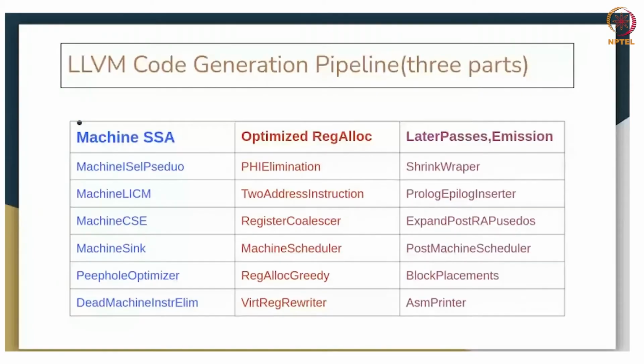Then register allocation, where there is the PHI eliminator. We are moving away from SSA, so you have to eliminate PHI. Then the two-address instruction pass, register coalescer, machine scheduler, some register allocator and the virtual register rewriter. This is not given in any order, so the order in this table is not correct. Then later passes like code emission, and finally you print with the ASM printer.